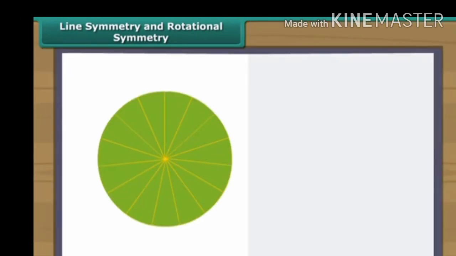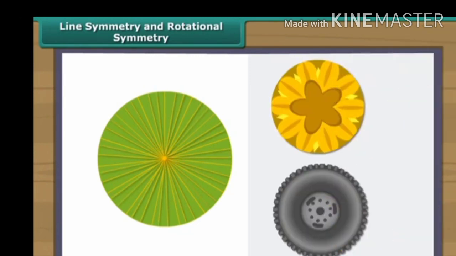It can be rotated around its center through any angle and at the same time it has an unlimited number of lines of symmetry. Observe these circle patterns. Every line through the center forms a line of symmetry and has rotational symmetry around the center for every angle.